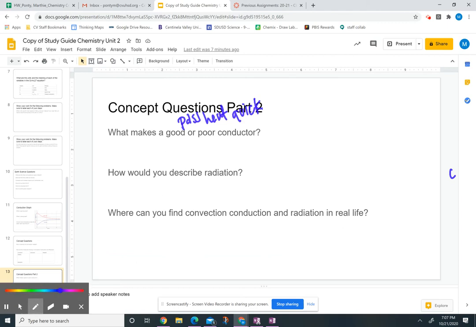Okay, for radiation, again, like we described, radiation is a wave. It is passing down heat without touching anything. It does not need solid or liquid or gas to travel. The big thing is that it is a wave and it needs no state of matter.